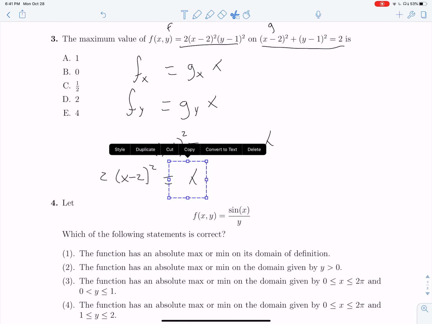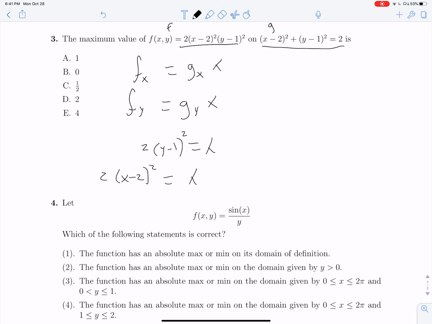are two nice relations. And since they're both equal to lambda, it doesn't matter what lambda is. Lambda is just there to make things equal. We can set them equal to each other. 2y minus 1 squared equals 2x minus 2 squared. We can divide everything by 2, take the square root of everything, and add 1. Y equals x minus 1.